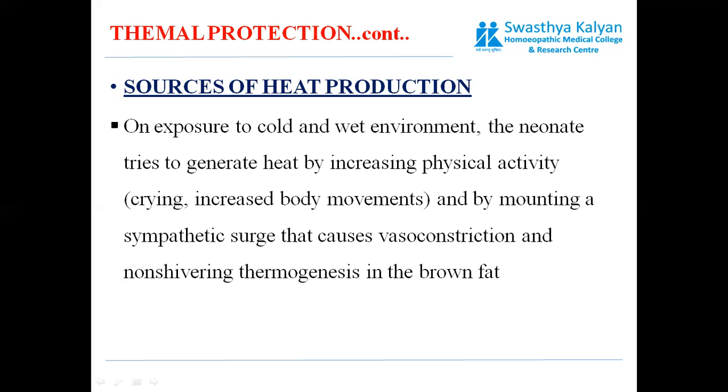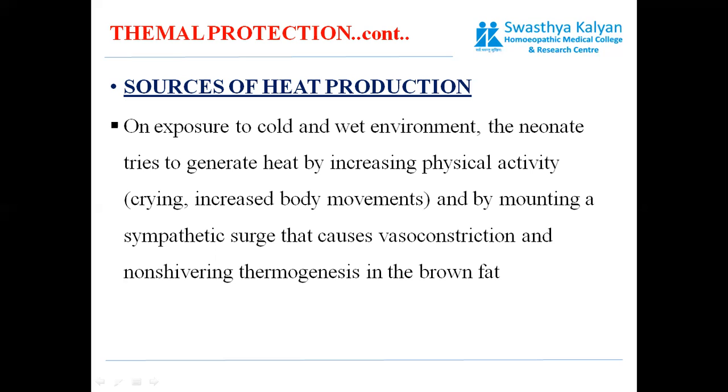Now the question arises, what is brown fat? Basically, brown fat is a highly vascularized collection of fat, and it is specially located in the axilla, the perirenal area, the nape of the neck, and the interscapular area. When blood passes through this brown fat, that blood gets heated up and keeps the baby warm.